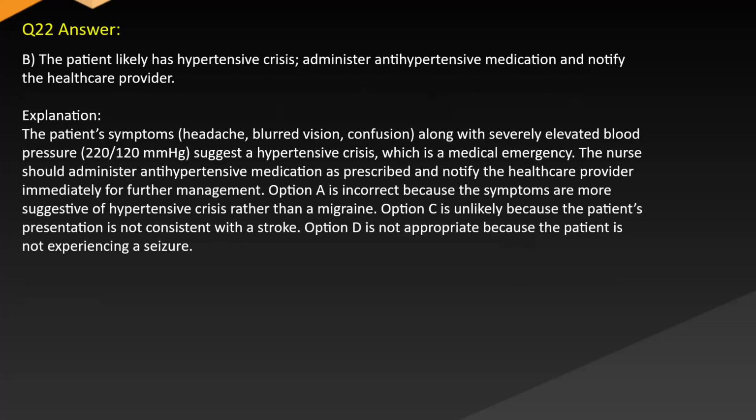Answer: B. The patient likely has hypertensive crisis. Administer antihypertensive medication and notify the healthcare provider. Explanation: The patient's symptoms, headache, blurred vision, confusion, along with severely elevated blood pressure, 220/100 mmHg, suggest hypertensive crisis, which is a medical emergency. The nurse should administer antihypertensive medication as prescribed and notify the healthcare provider immediately for further management.